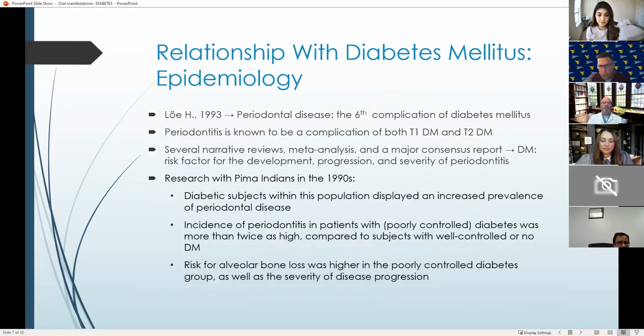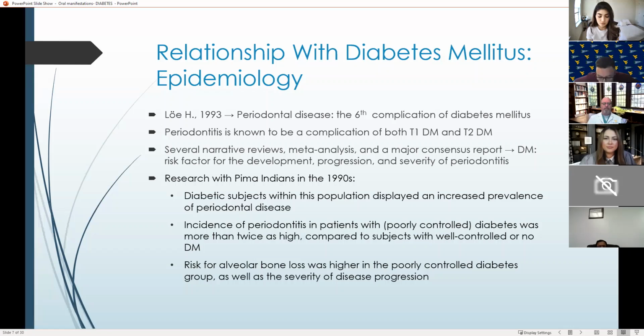Okay, how about the relationship between this condition and diabetes? Periodontal disease has been linked to diabetes for a long time, since Löe suggested considering periodontal disease as the sixth complication of diabetes. In 1993, periodontitis became the most researched oral complication of diabetes. This condition is known to be a complication of both types of diabetes, type 1 and type 2. According to several studies, diabetes is considered a risk factor for the development, progression, and severity of periodontitis.